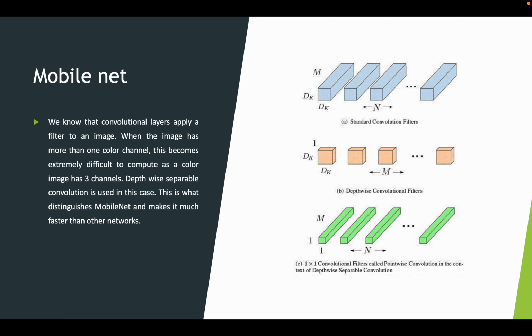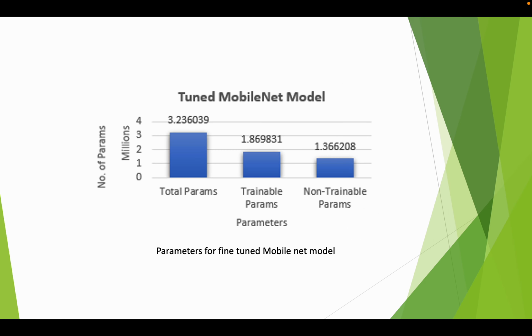I specifically took this because we know that convolution layers apply a filter to the image. When the image has more than one color, for example, our photos have RGB colors, this becomes extremely difficult to compute as a color image has 3 channels. Depth-wise separable convolution is used in this case. This is what distinguishes MobileNet and makes it much faster than the other networks. When you see this, I trained the MobileNet using various lines in the code. There are about 3.2 million parameters in total. I just took a few of them.